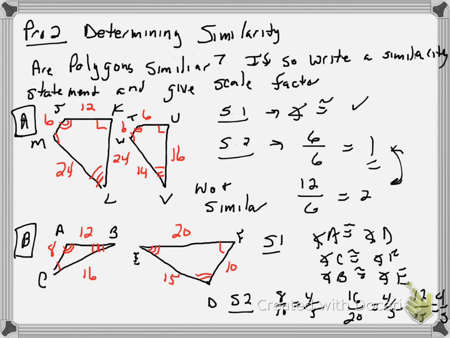We want to write a similarity statement, so it's triangle, and this matters, ABC is similar to triangle. Again, 2 for A, so 2 for D, 3 for E, and 1 for F: D, E, F. And my scale factor would be 4/5.